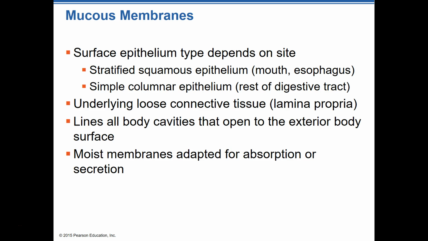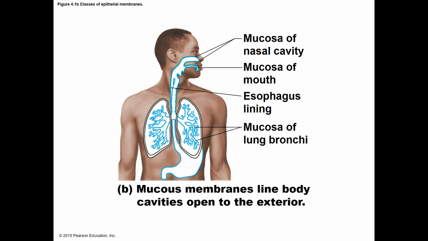And of course, these membranes line body cavities that open into the exterior parts of the body. They're moist membranes, and they're designed for absorption and secretion. So those are the mucous membranes. Digestive tract and mouth are where you'll typically find them. You even find some in the lining of the lungs, on the inside of the lungs.